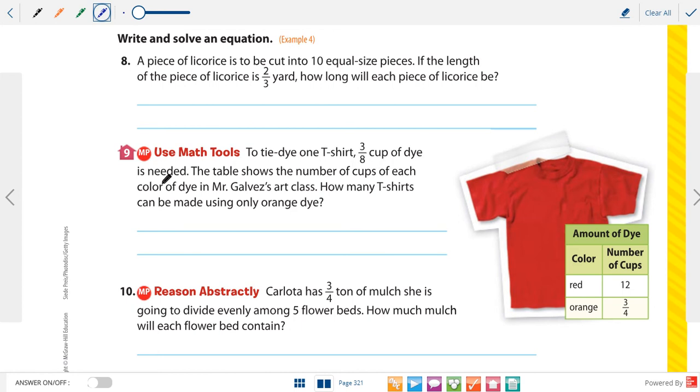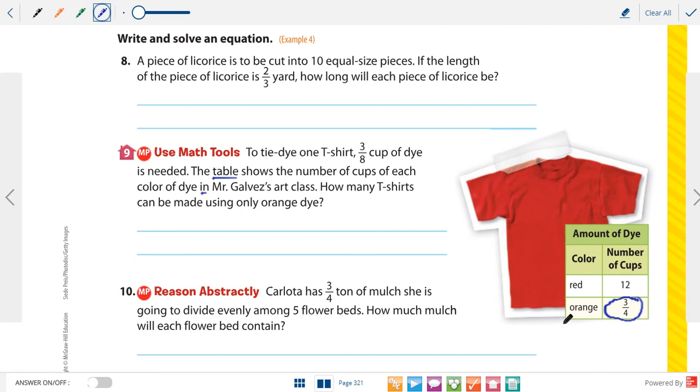The table shows the number of cups of each color of dye in Mr. Galvis's art class. Okay, so this is what I have. So this is the cups that I have in Mr. Galvis's art class. How many t-shirts can be made using only the orange dye?